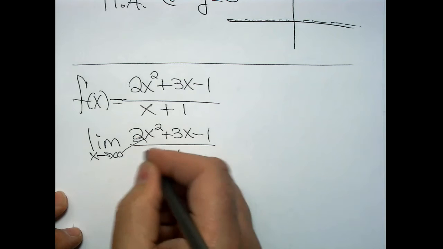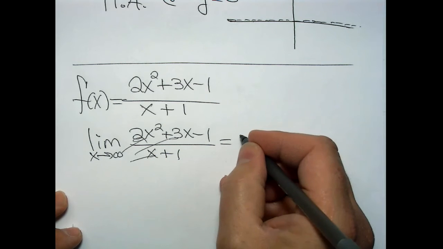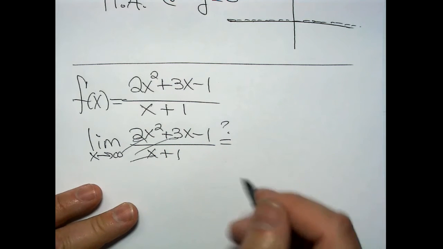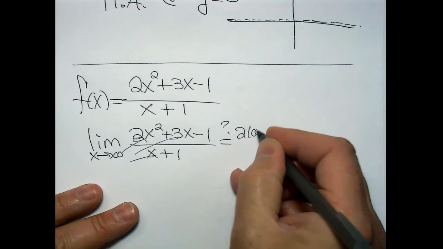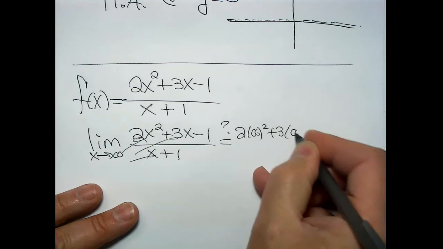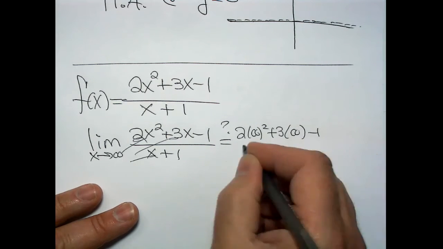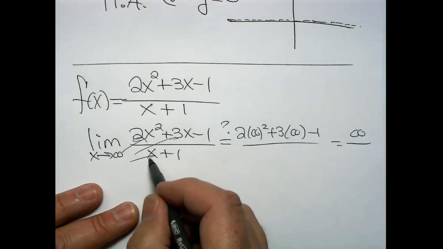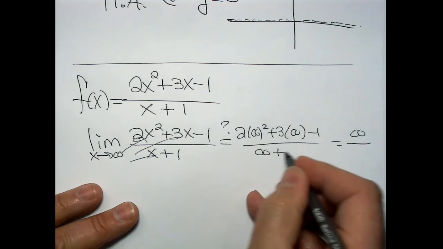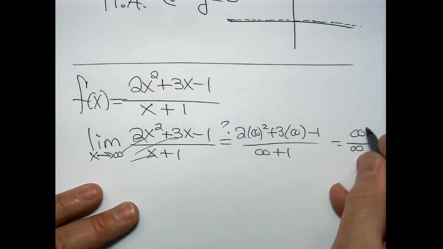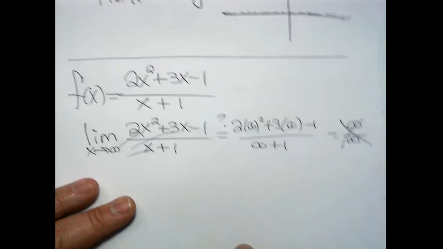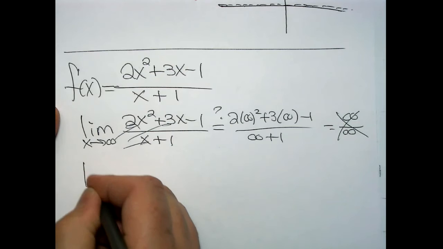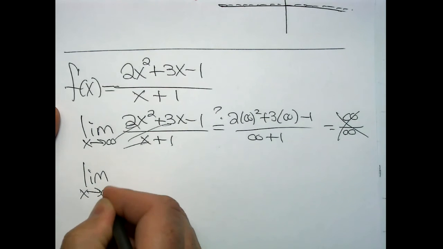Now remember, direct substitution is always the first thing you should try. And I always say, is it really equal to this? That's 2 infinities squared, 3 infinities minus 1. Well, but that just is infinity, so that's not looking good. Down below, I get infinity plus 1, well, which is infinity, and we know that is never a valid answer. So, of course, we're going to have to work this one out.